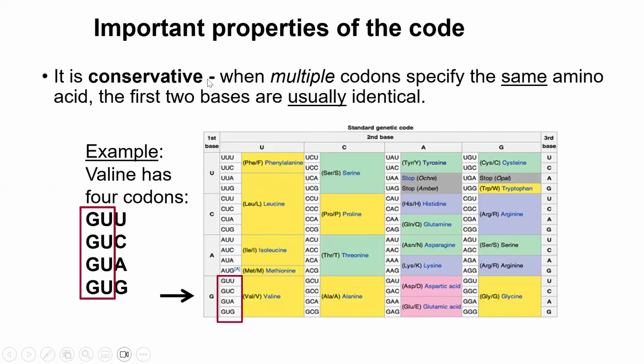So it is also conservative in that when multiple codons specify the same amino acid, in most cases the beginning two letters are usually identical, like this example here, where valine has GU for the most part for the beginning part, and like proline with CCs, threonine with ACs, and so on.